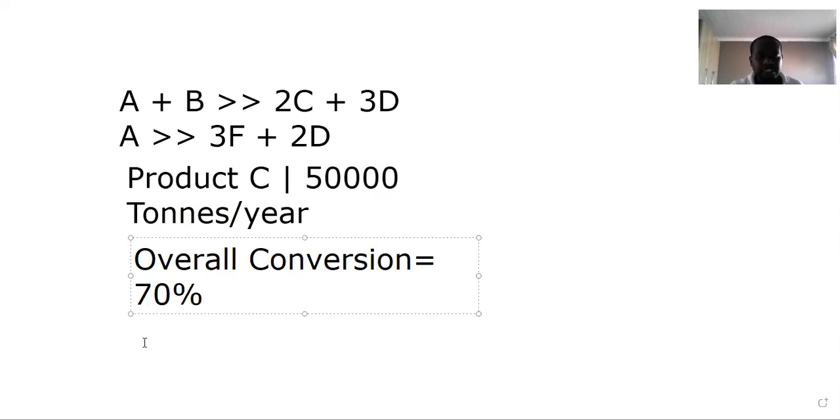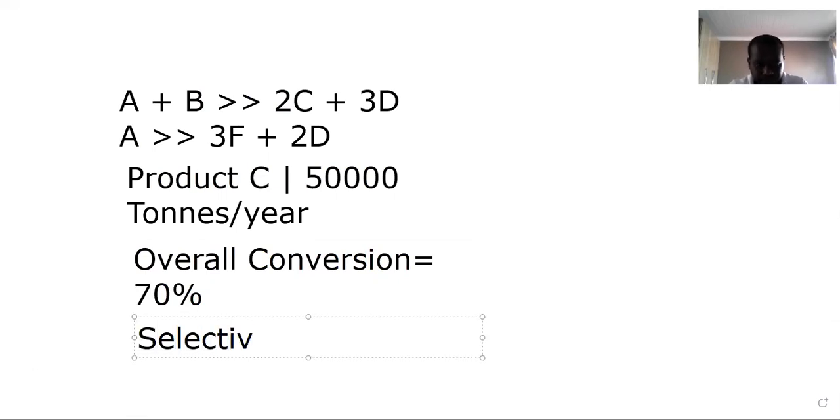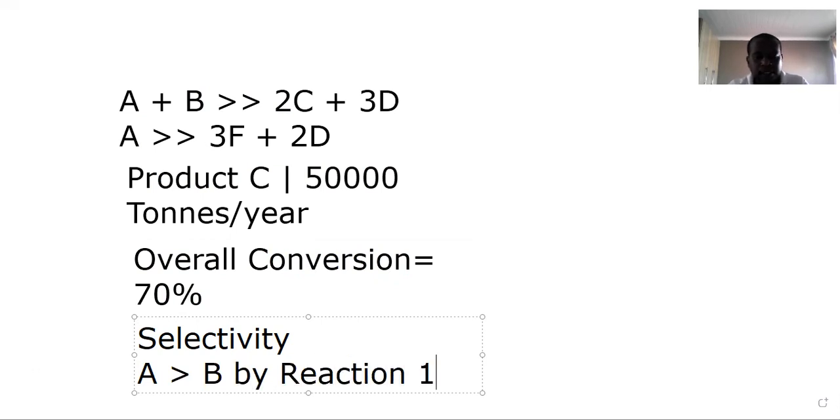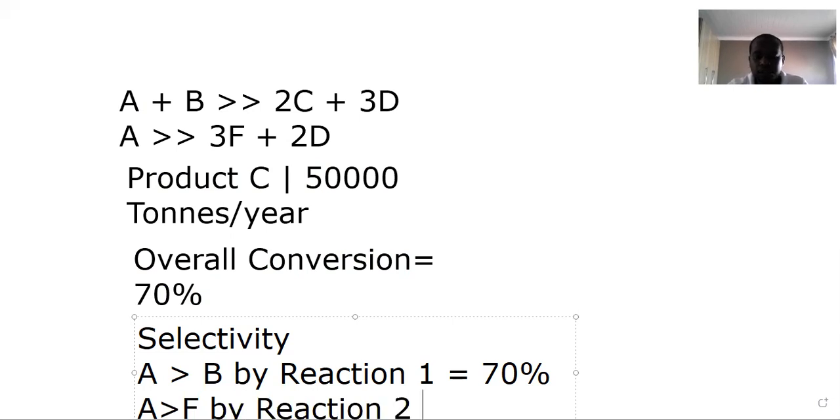We've also been given selectivity information, and it's as follows. A goes to B by reaction 1 with a selectivity of 70%. Just going to make space there. And then A goes to F by reaction 2 with a selectivity of 40. Let's go 60-40. I do not want to use the same amount as the conversion so that we avoid confusion.